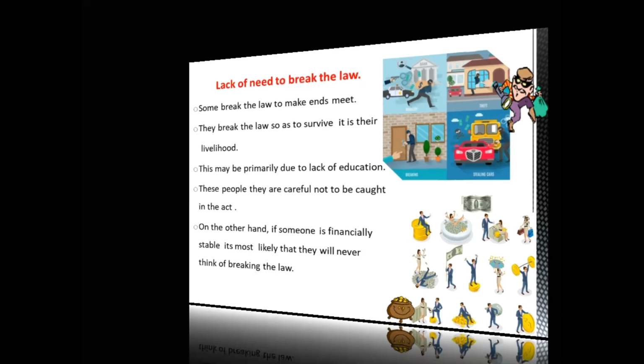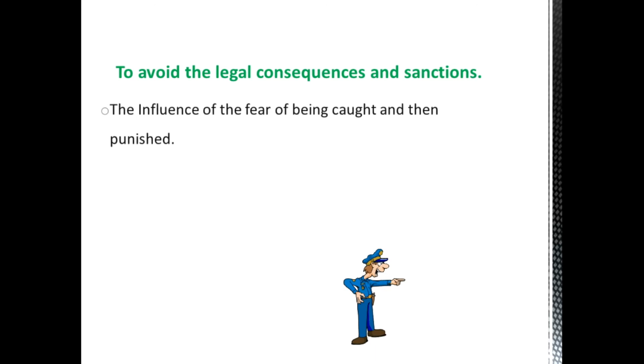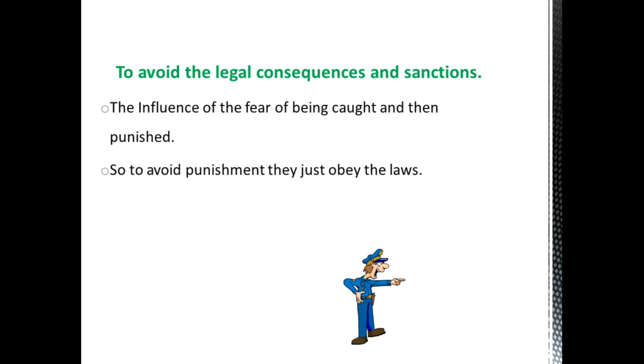The next reason is so as to avoid the legal consequences and sanctions. People tend to obey the laws because of the fear of being caught and then sanctioned or punished. So to avoid the punishment, these individuals obey the law not because they truly respect those laws, but only due to the fear of being caught and then later punished.